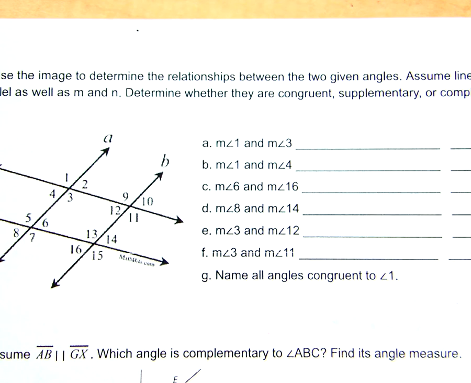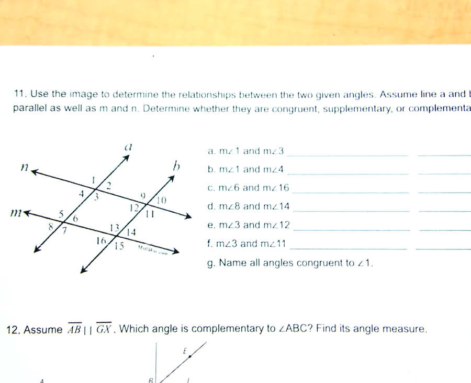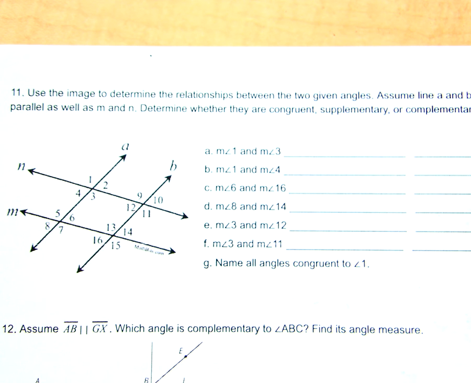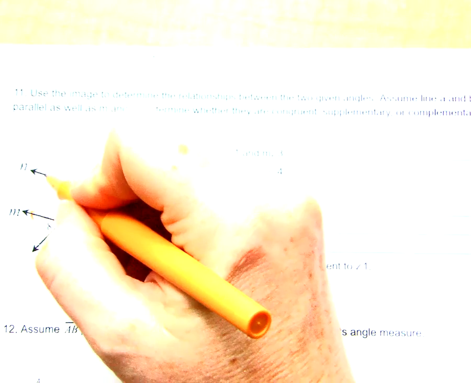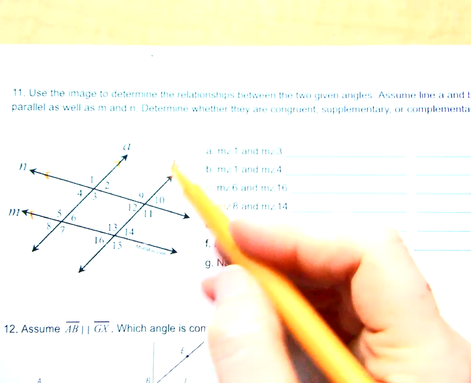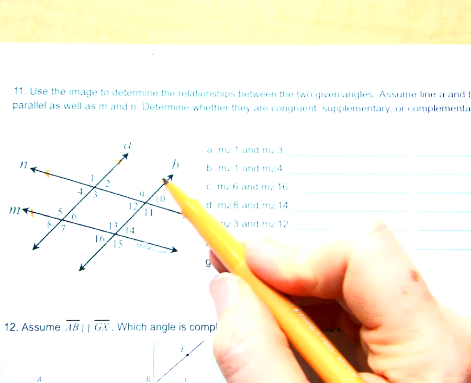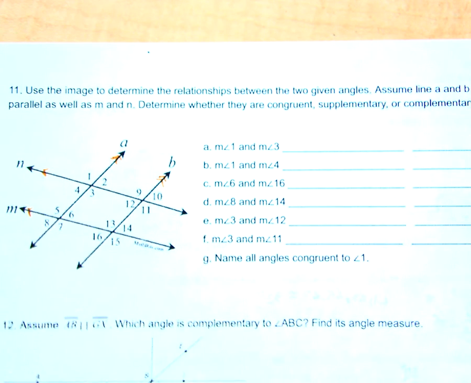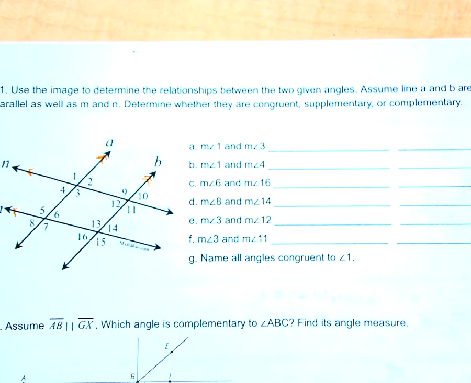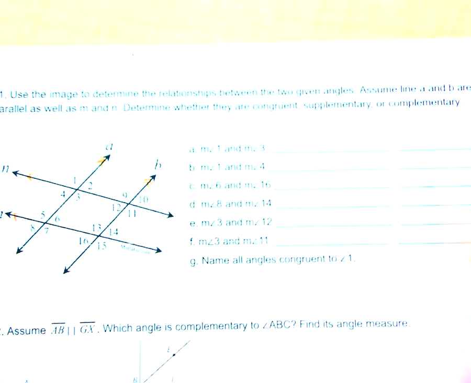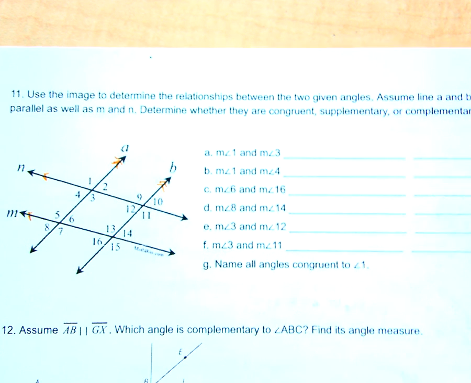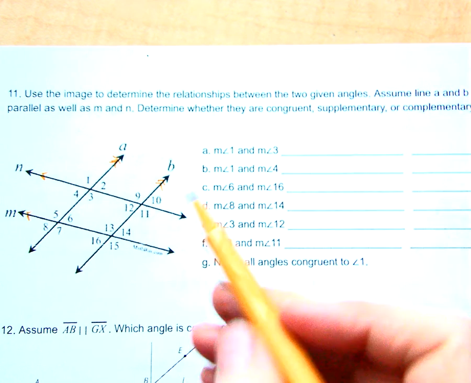Question 11 says, use the diagram to name the relationships between the angles. Assume lines M and N are parallel. Assume lines A and B are parallel. Right, so these are parallel to each other, and these are parallel to each other. Let me mark two on that one. And it says name the relationship and determine whether they are congruent, supplementary, or complementary. So looking really quick, I may not have enough colors for this, but I'll try.